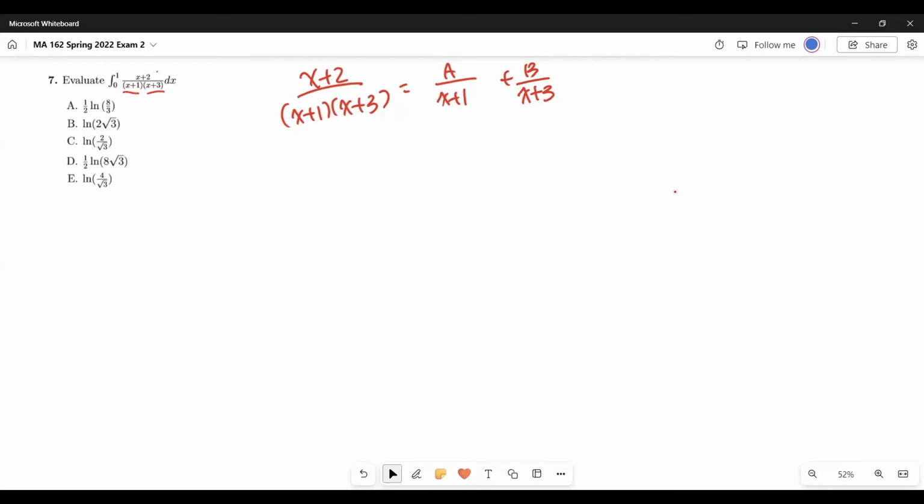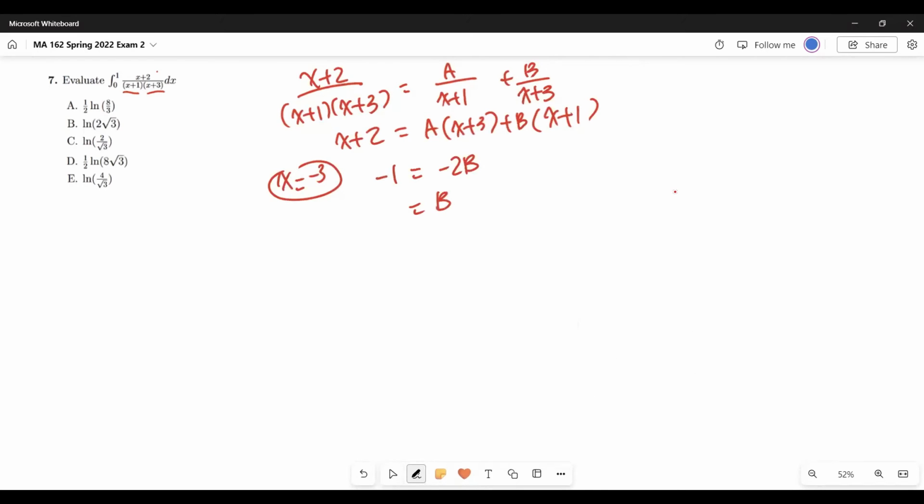So what you do next is multiply by (x plus 1) and (x plus 3) on both sides. So this becomes x plus 2 equals a(x plus 3) plus b(x plus 1). And what you do is plug in numbers for x and find the a and b values. Let's plug in x equals negative 3. So this becomes negative 1 equals negative 2b, so b equals 1 over 2. And if you plug in negative 1, this becomes 1 equals 2a, and this is a equals 1 over 2.